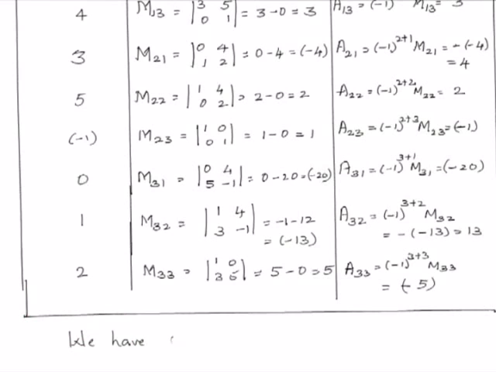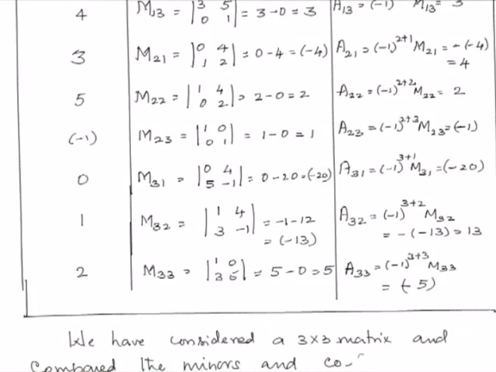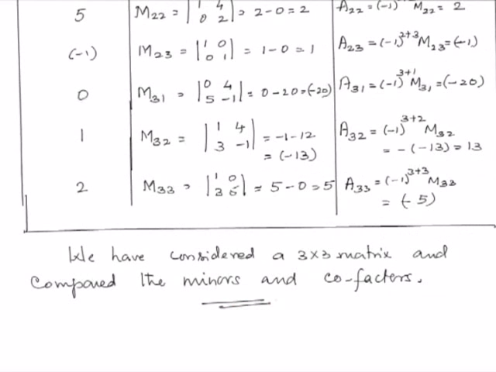Alright, we have considered a 3 by 3 matrix and arrived at the cofactor and the minor. You have compared them. So what do you understand? The cofactor and the minor have a relationship, they differ in their sign in the alternate positions. What differs? Cofactor differs.